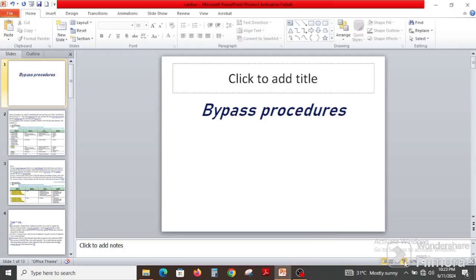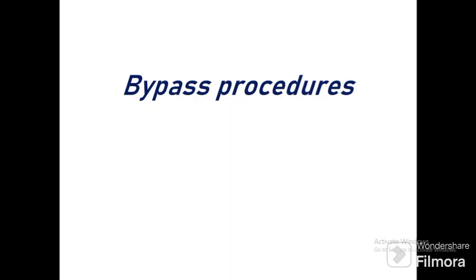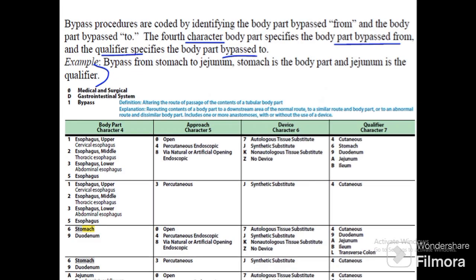In this video, we are going to learn about coding of bypass procedures. In a normal bypass procedure, the body part bypassed from is identified by character 4 and the body part bypassed to is identified by character 7. That means if the bypass is from stomach to jejunum, the stomach is identified by character 4 and the jejunum is identified by character 7.